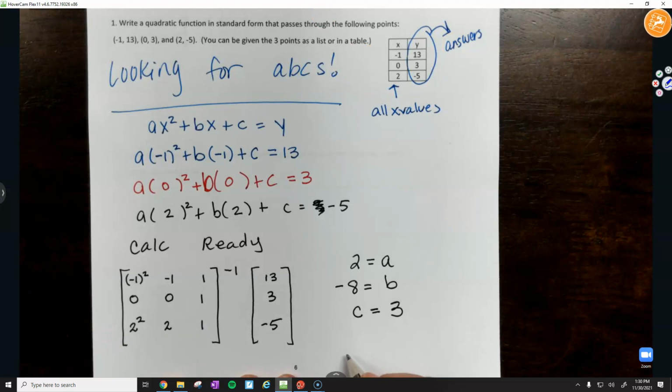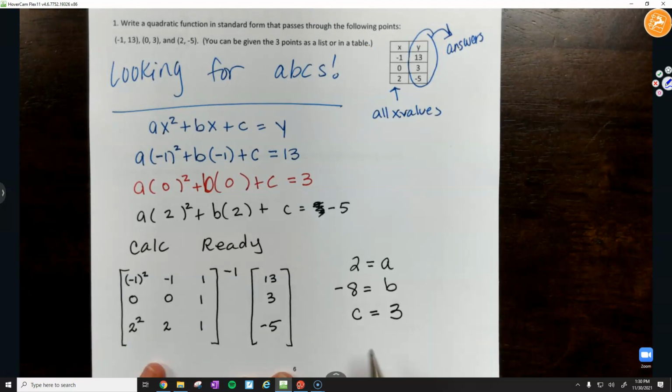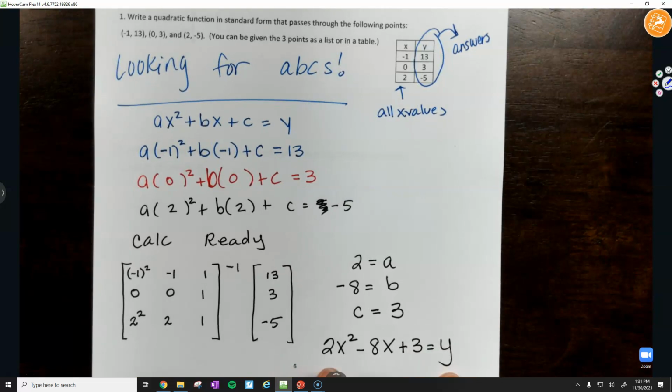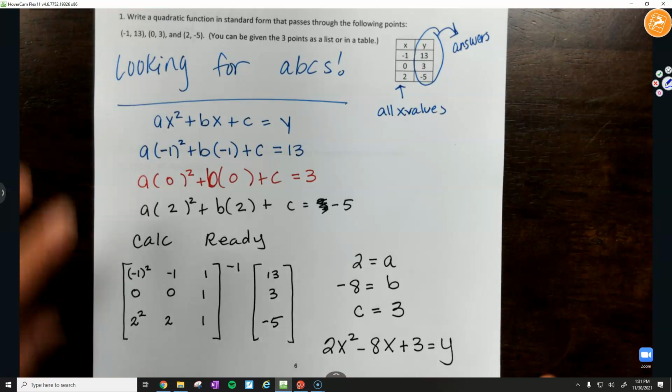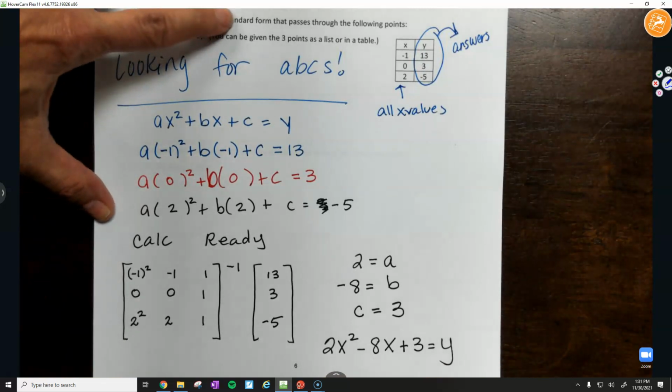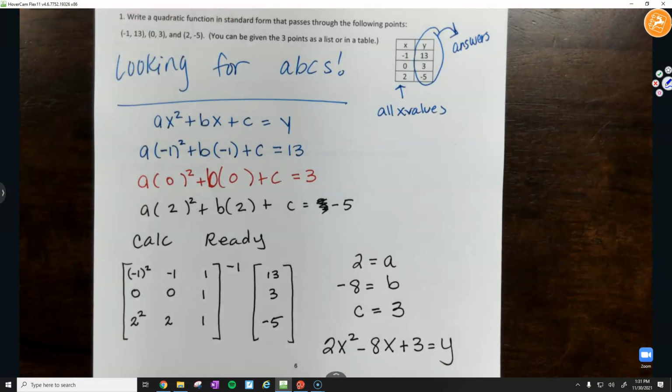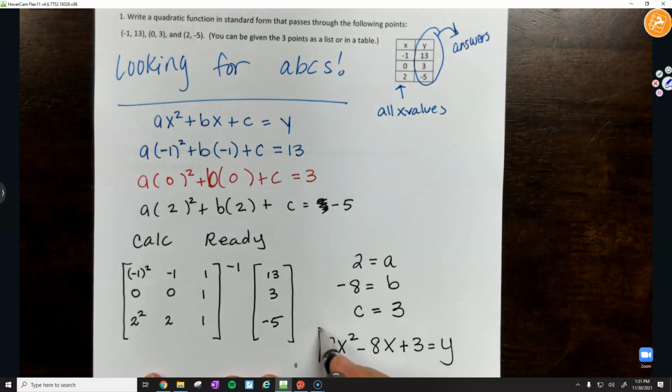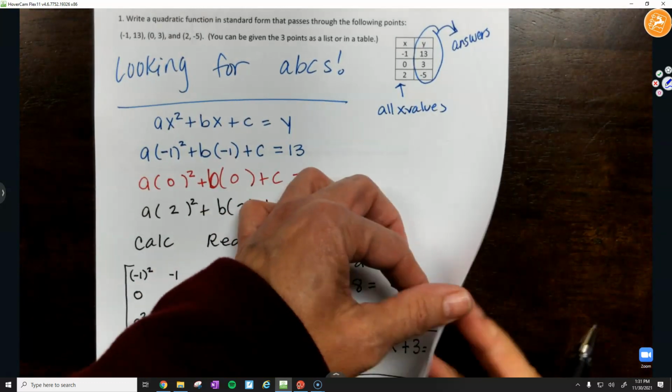So the answer for number 1 is going to be 2x squared. That's the A value. The B value is negative 8, so write minus 8x. Our C value is just a 3, and it equals y. So remember, when I ask you to write something in standard form, the letter x and the letter y are going to stay in those final answers. Let's go ahead and take a look at the next example.